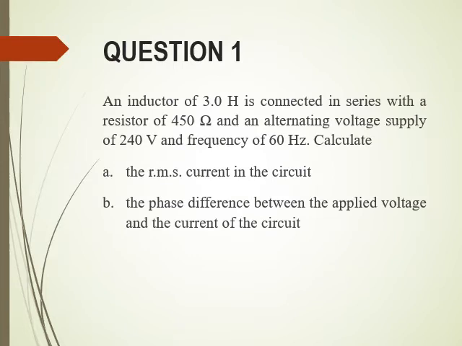Question 1. An inductor of 3 henry is connected in series with a resistor of 450 ohm and an alternating voltage supply of 240 volt and frequency of 60 Hz. Calculate A. The RMS current in the circuit. B. The phase difference between the applied voltage and the current of the circuit.